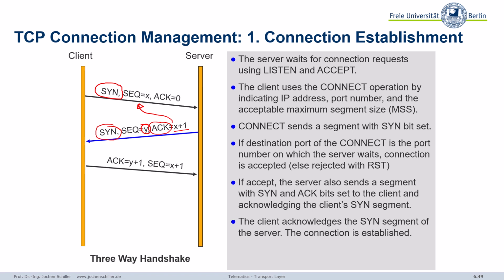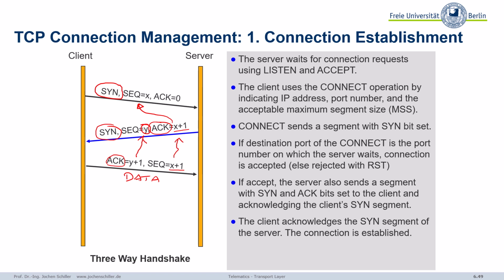And now I can return to finalize the three-way handshake. I return after SYN ACK a packet with acknowledgement set, and I expect Y plus 1, and this acknowledges exactly this packet. And now my sequence number is X plus 1, and that's exactly what the server expects. And here I can already include data if I want. I don't have to, but I can already include data.